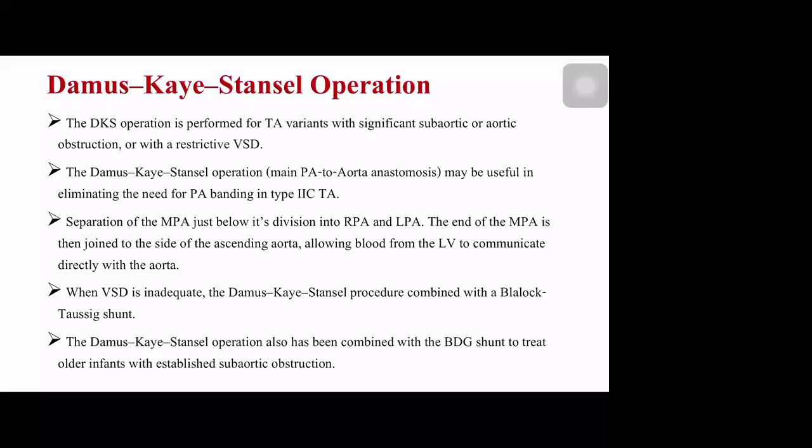When the VSD is inadequate, the DKS procedure is combined with a BT shunt, and the DKS procedure is combined with a BD Glenn in older infants with established subaortic obstruction.